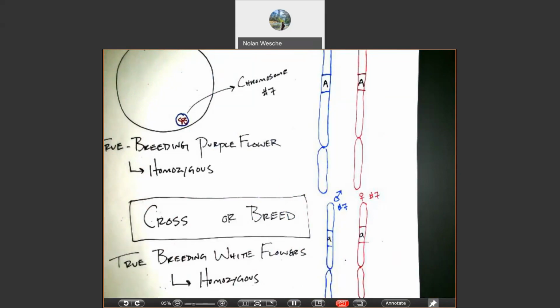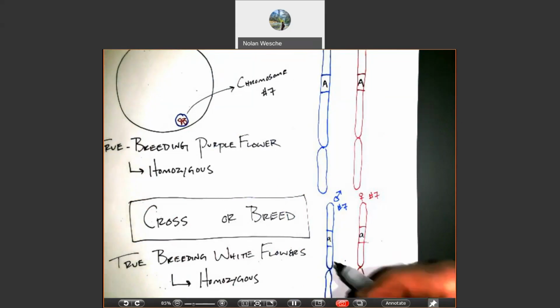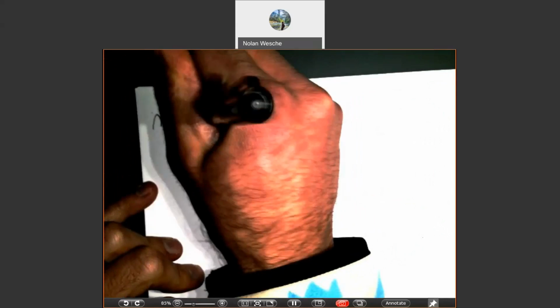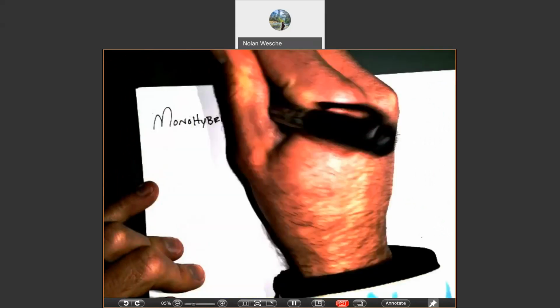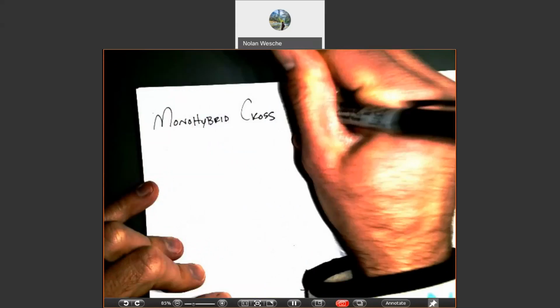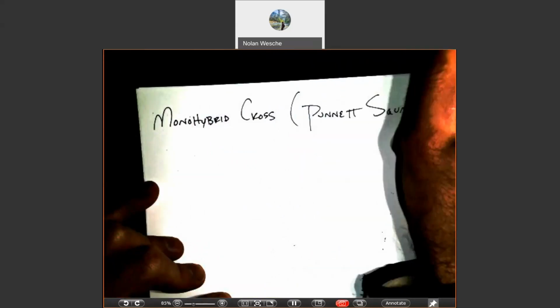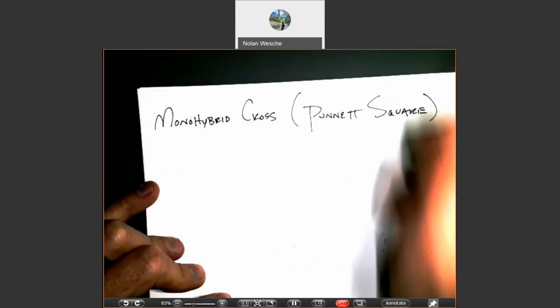Okay. And what we do here is something that you're probably quite familiar with. It's called a monohybrid cross. And we're going to set this up and solve this for you so you know how to execute these problems. So a monohybrid cross, better known as a Punnett square, right? You've undoubtedly done these probably in 7th grade.